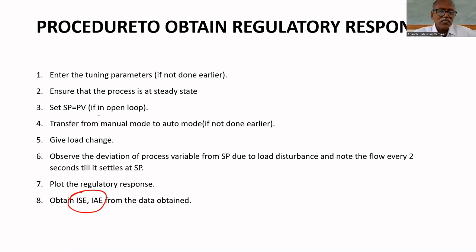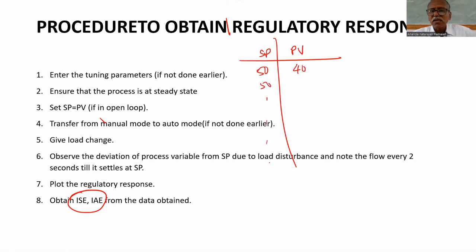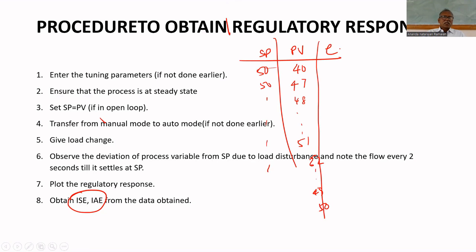But for a level process, you can find ISE-IAE. You know the set point, you know the PV. Set point is 50. PV is initially at 40. Set point is continuously 50. It goes to 47, 48, then 51, 52, then again comes to 49. Finally, it settles at 50. You can find the error, the difference between the two. Integral means summation. Integral square error means square all these errors and add. You will get a quantitative value. You are quantifying the performance. That is called ISE.